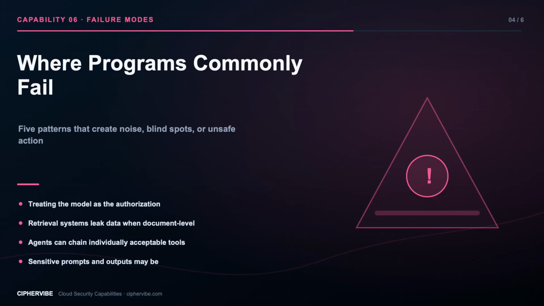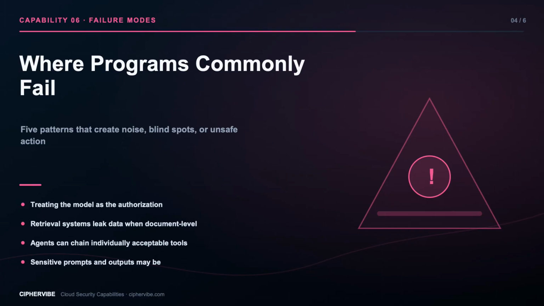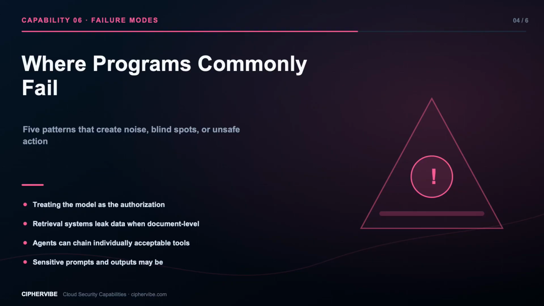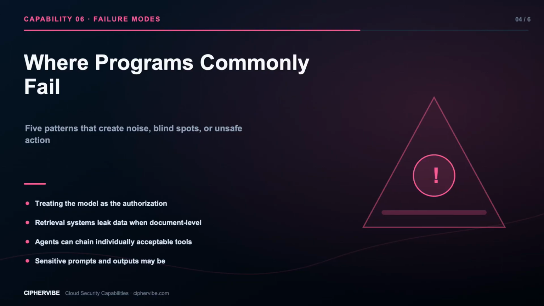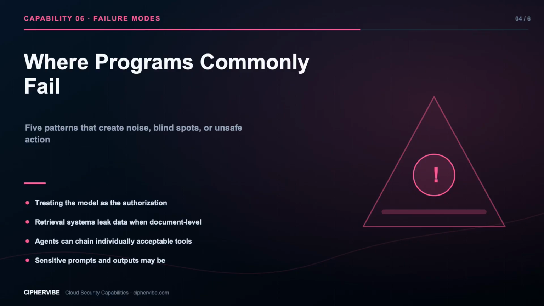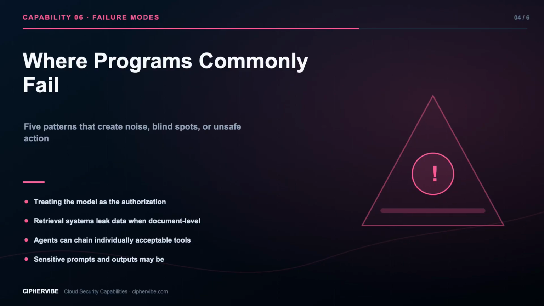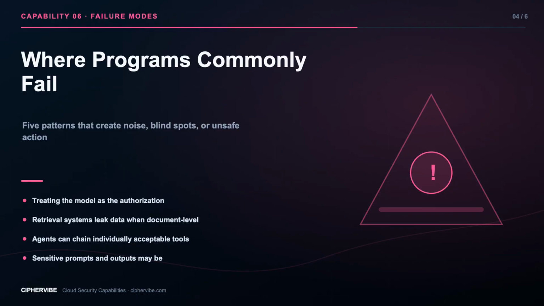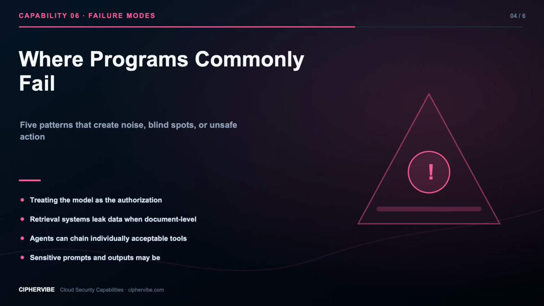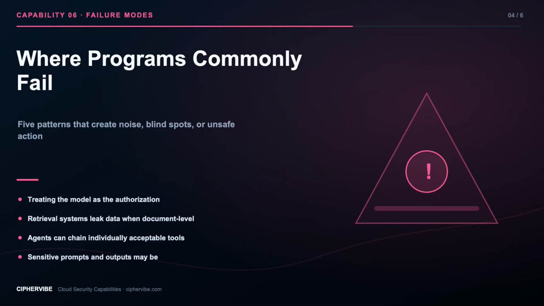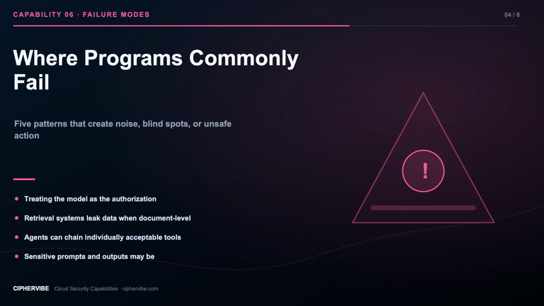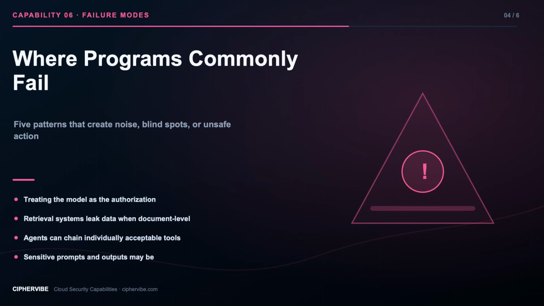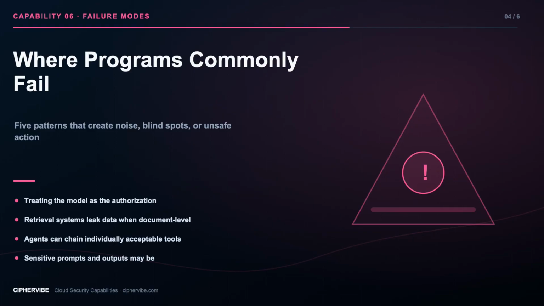Second, retrieval systems leak data when document-level permissions are not enforced at query time. Third, agents can chain individually acceptable tools into a dangerous sequence with unintended side effects. Fourth, sensitive prompts and outputs may be retained by vendors, logs, analytics, or support workflows. Fifth, benchmark scores can create false confidence when production tools, data, and attack paths differ from the test.